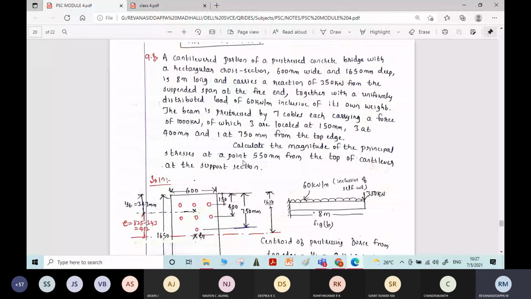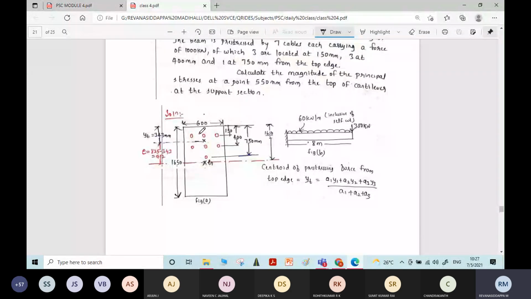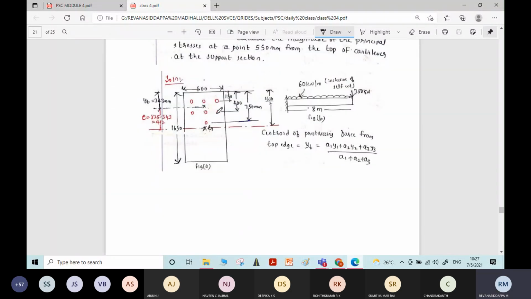Now here, if you look into the previous problems, there were some parallel bars which were having some eccentricity at the center of the span and zero eccentricity at the support. Their eccentricity was directly known. But here there are 7 bars placed at different spacing from the top fiber: 3 bars are spaced at 150 mm from the top fiber, 3 bars are provided at 400 mm from the top, and 1 bar is provided at 750 mm from the top. So for this condition we need to find the eccentricity.